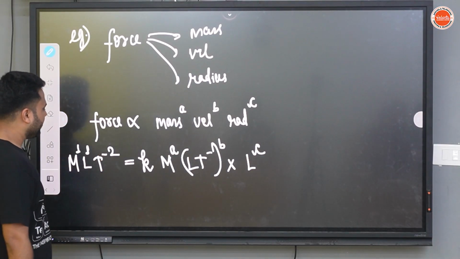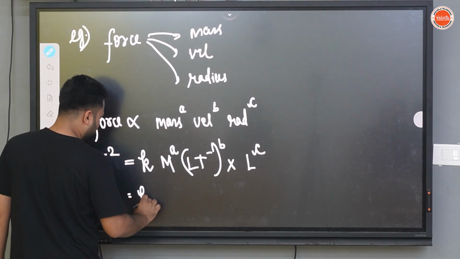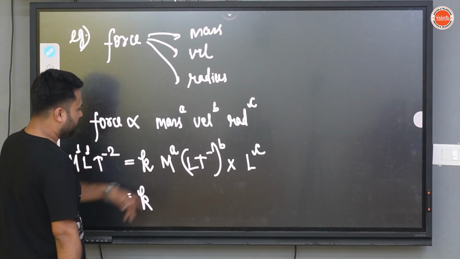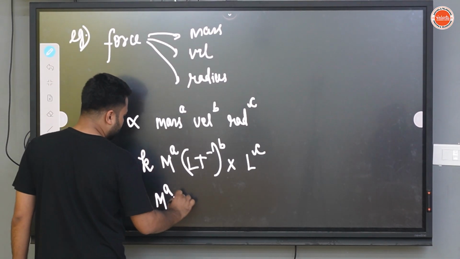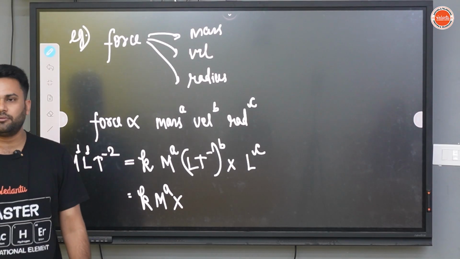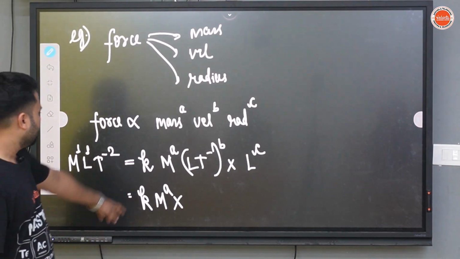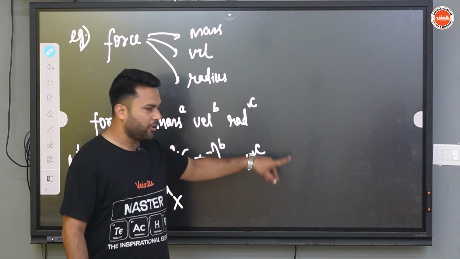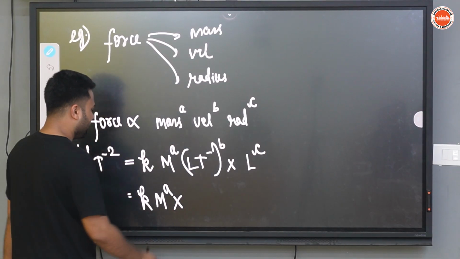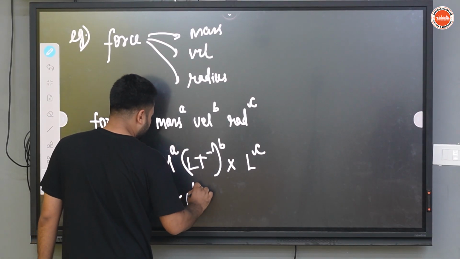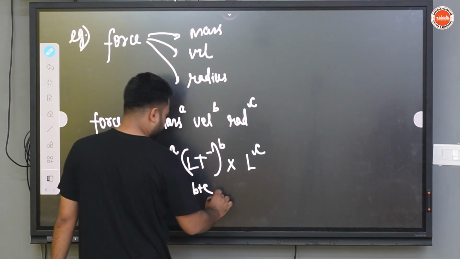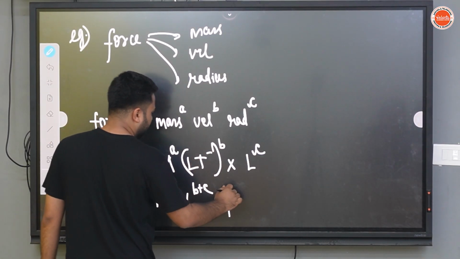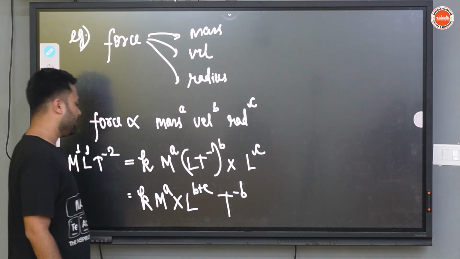Now you have to do the mathematics. See, here K, M to the power A. Tell me, L to the power how much should it be? Here L to the power B, here L to the power C. So L to the power B plus C. Time to the power minus 1 into B, so minus B.